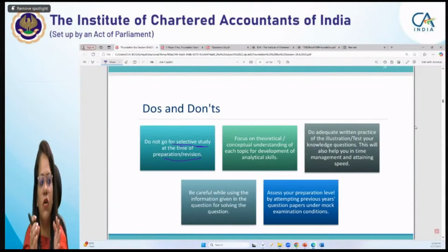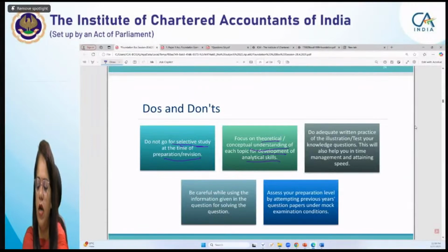Please focus on your preparation level thoroughly. All right. Focus on the theoretical concepts, conceptual understanding for the development of your analytical skills. This is very important. At this stage, even the theoretical knowledge comes in the practical questions also. All right. I told you about inclusion and exclusion of cost in the value while valuing the inventory. It comes in the paper. So, understanding the theory portion is equally important while doing the answers.